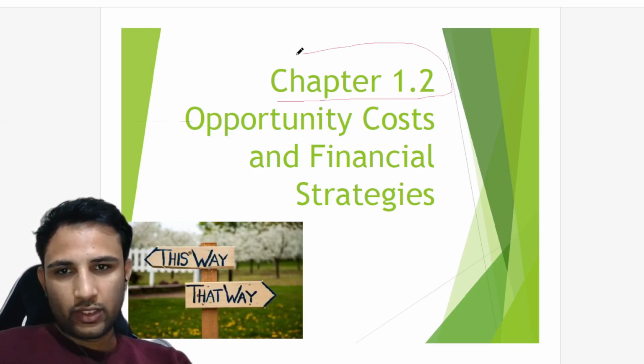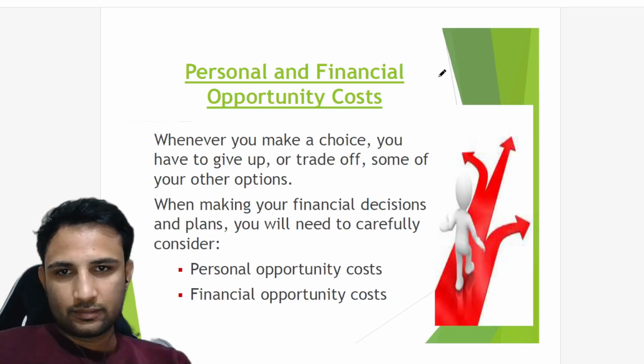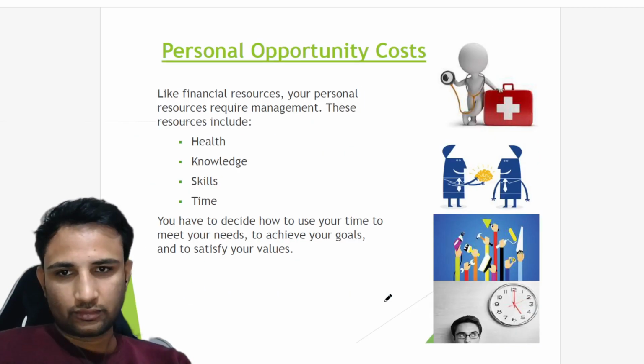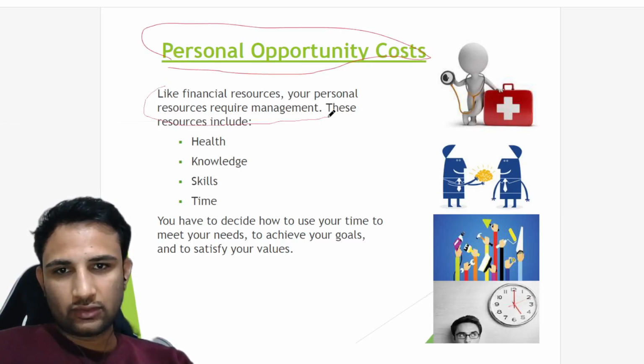So this is chapter 1.2, which is opportunity cost and financial strategies. Personal and financial opportunity cost. Whenever you make a choice, you have to give up or trade off some of your other options. When making your financial decisions and plans, you will need to carefully consider personal opportunity cost and personal financial opportunity cost. So personal opportunity cost is like financial resources.